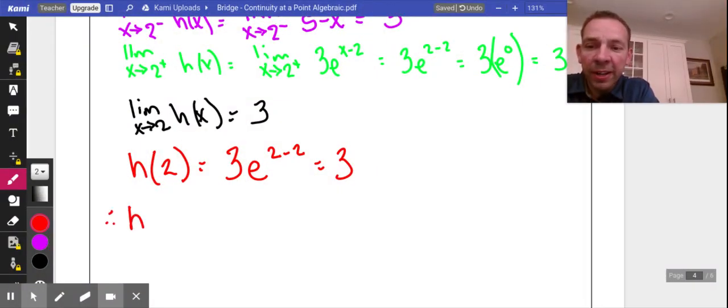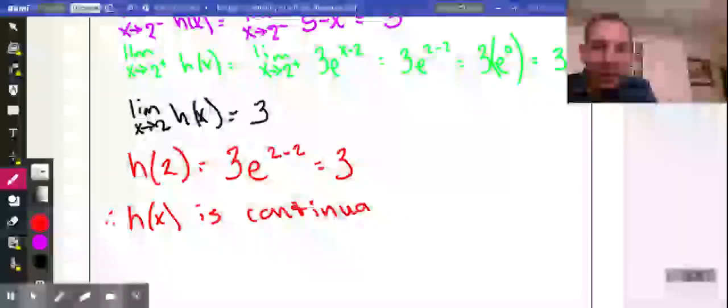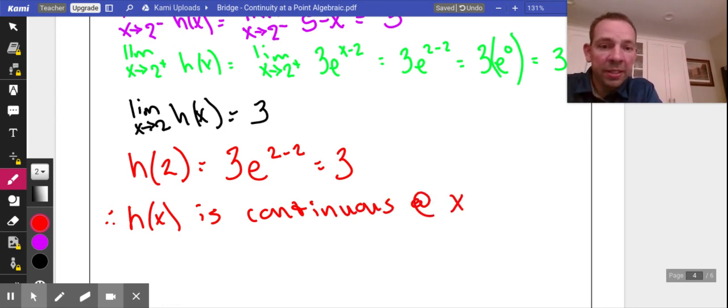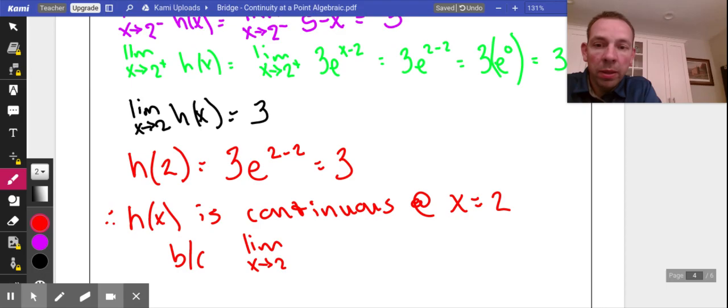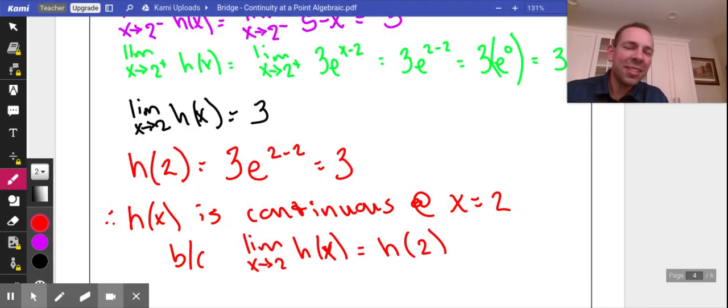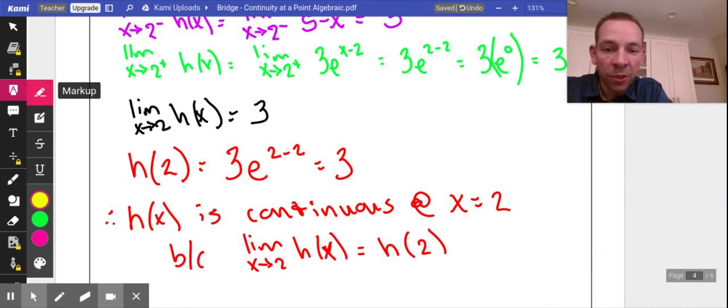So let's conclude that h of x is indeed continuous at x equals 2 because why? Because the general limit is equal to the value h of 2. So this is an x here. A lot of times this gets confusing. It's going to take practice, but we want to be very intentional: we want an x here, but we want a 2 here.